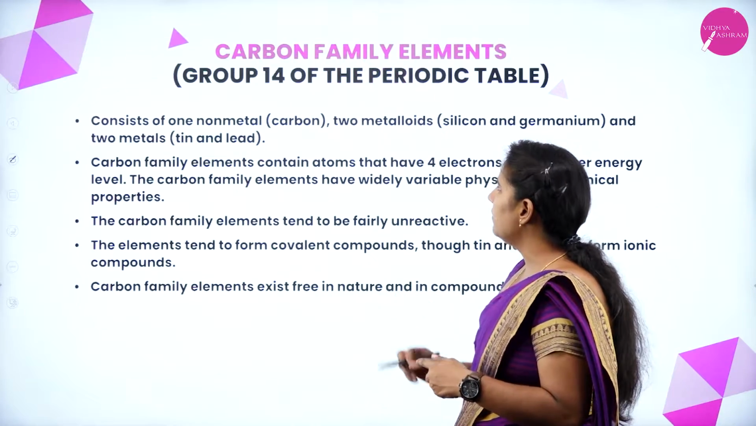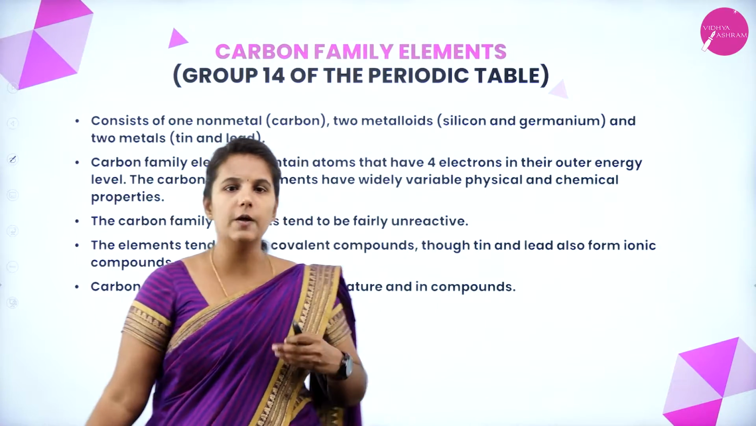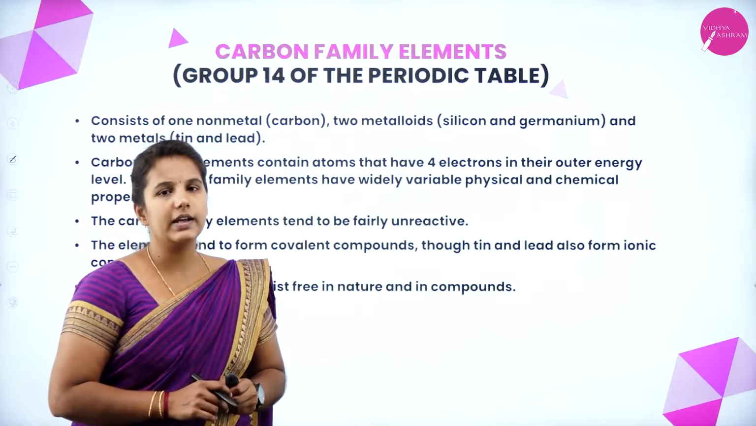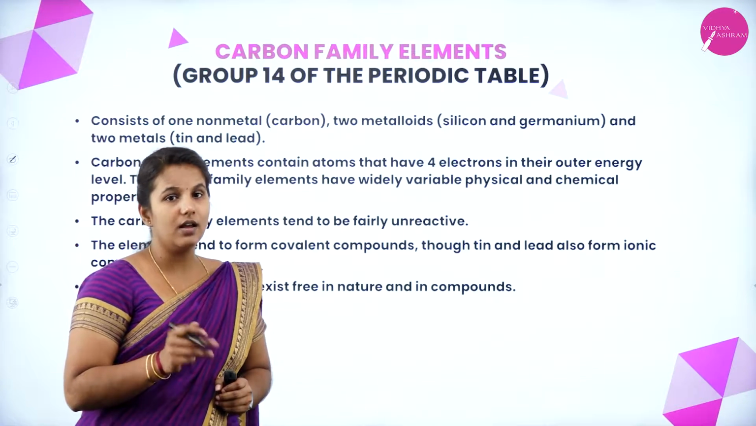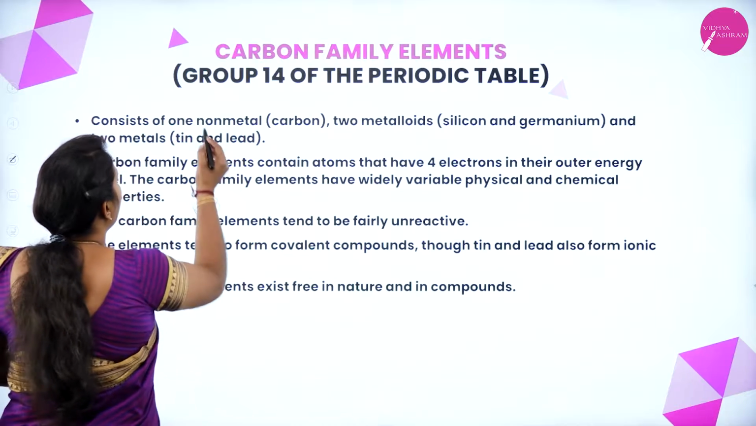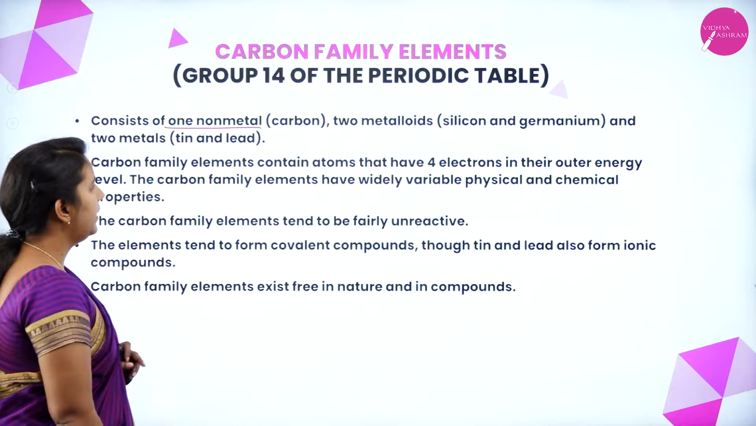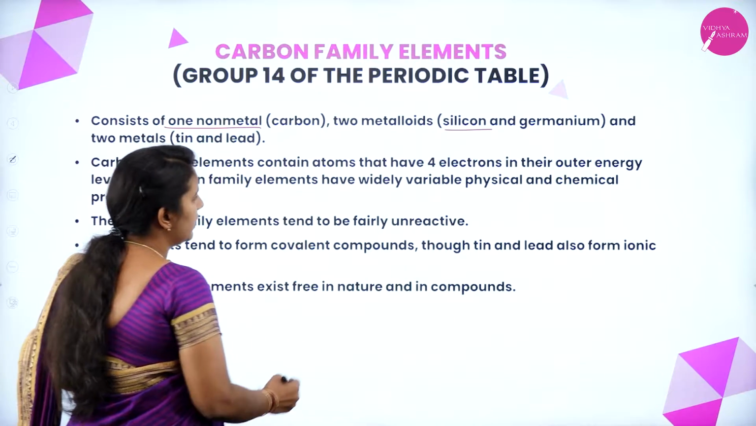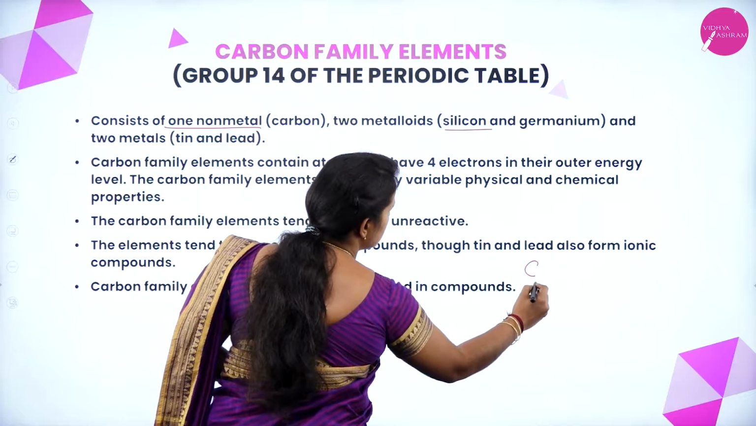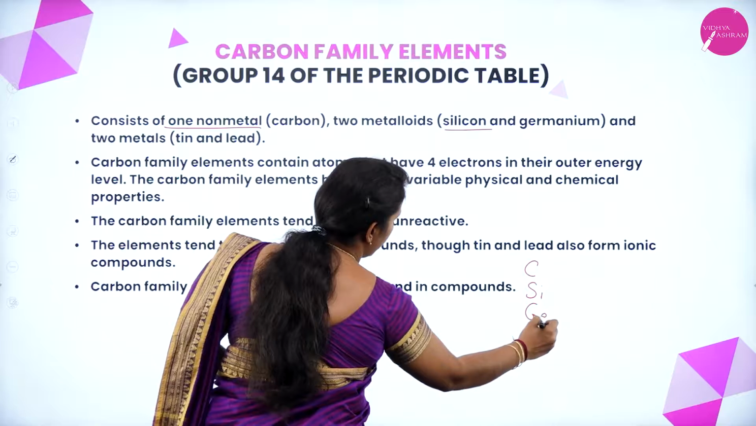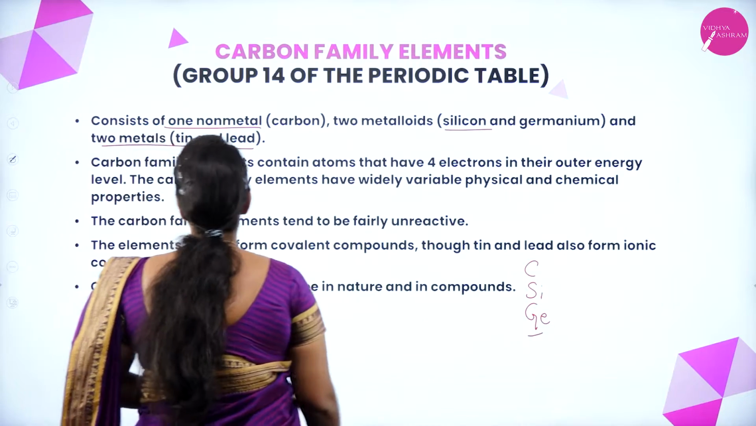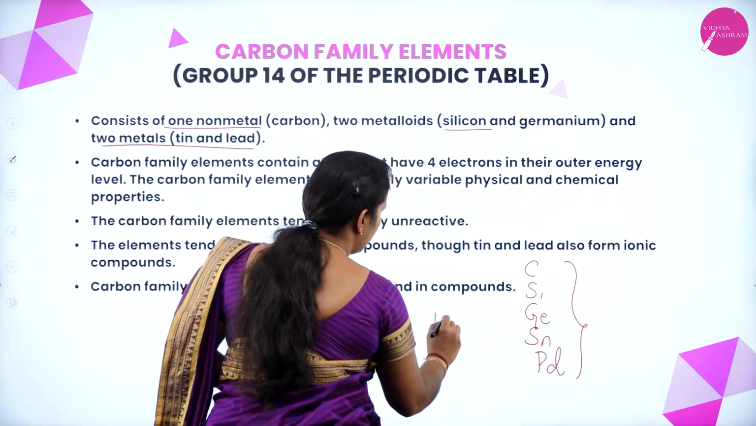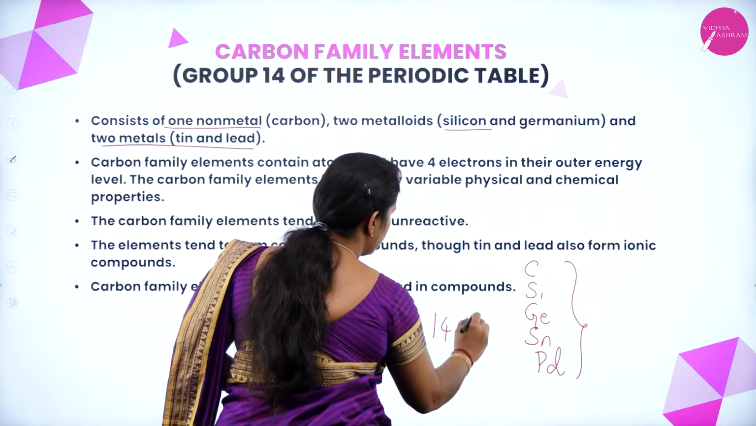We'll see first the carbon family, or the group 14 elements. In group 14, it is generally known as the carbon family because the first member itself is carbon. It consists of one non-metal, that is carbon, and two metalloids, silicon as well as germanium. So the first one is carbon, next is silicon, next is germanium, then tin and lead. These are the group 14 elements.